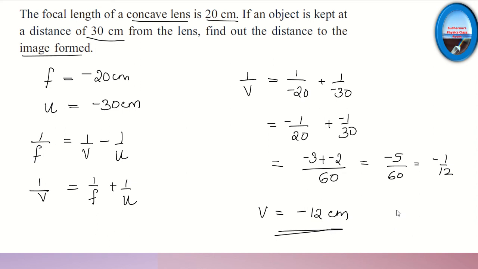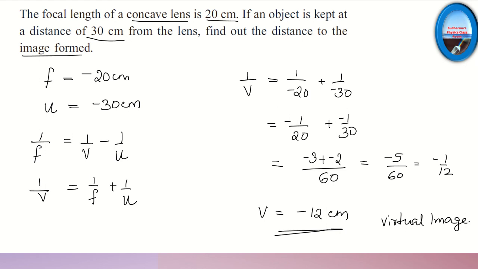An additional question we can expect from this is: what kind of image is formed? It is a virtual image, because we are getting minus, right? Image distance is negative for a lens. That means it is a virtual image. So now we have understood how to calculate the object distance or image distance or focal length if the other two quantities are given.